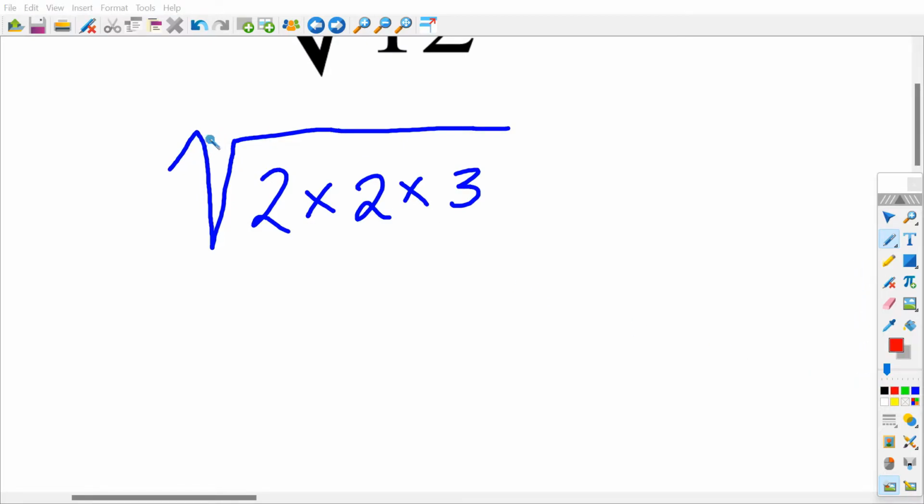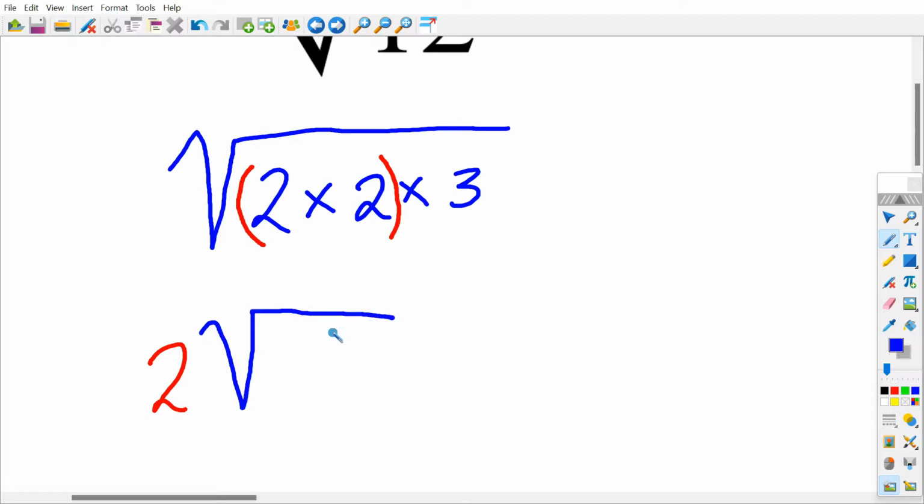And because it's a square root, anytime we have a pair of factors, that means that we can simplify this, take this outside from under our radical sign and write it as just 2. And then what's left inside after we've taken these out, because this is like saying the square root of 4, we have a 3 left inside, so it's going to be 2 times the square root of 3 is the only thing that's left.